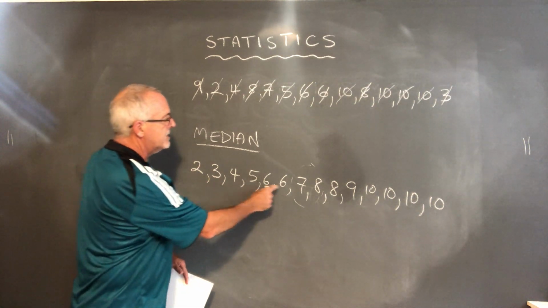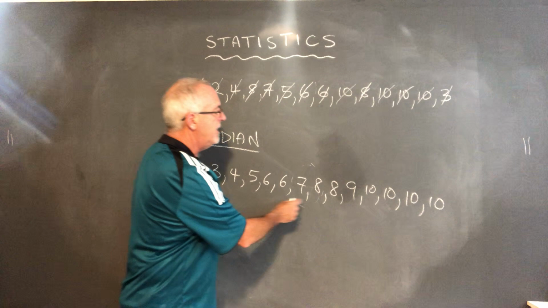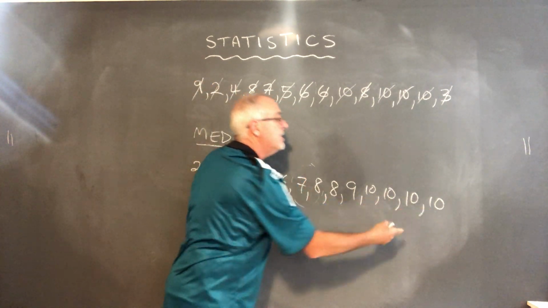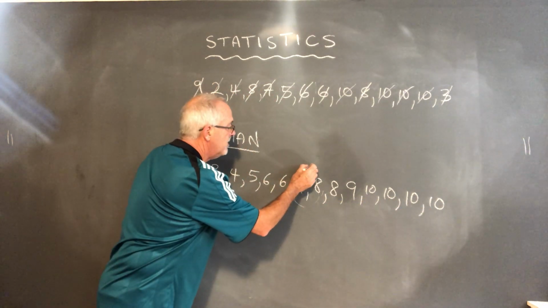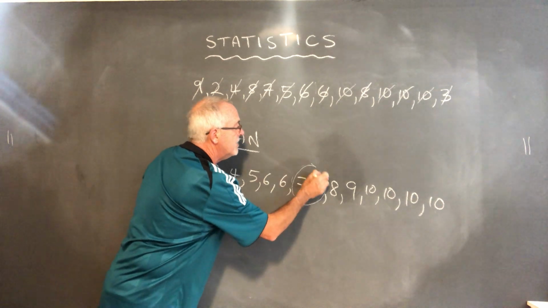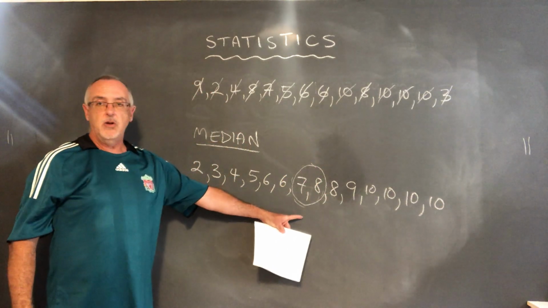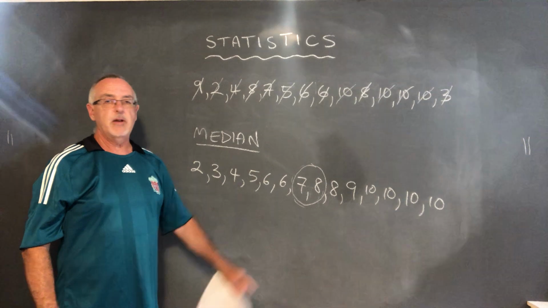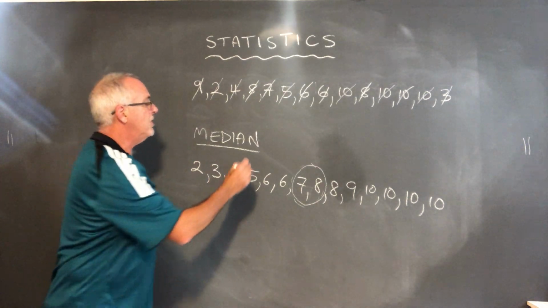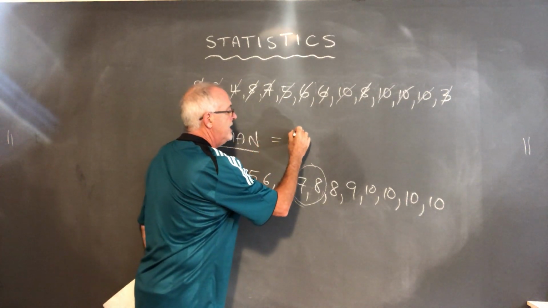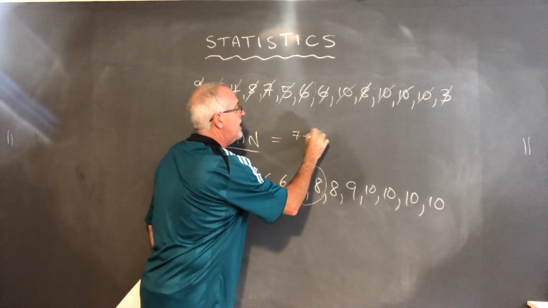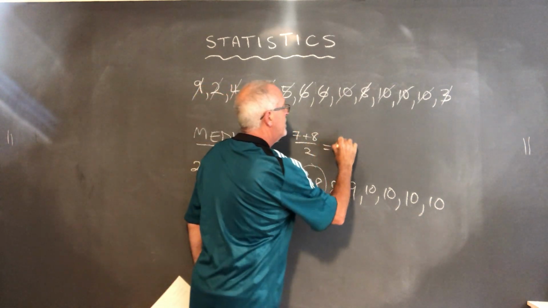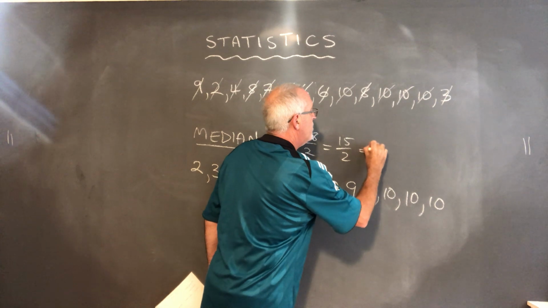1, 2, 3, there are 6 numbers to the left of that 7. 1, 2, 3, 4, 5, 6. There are 6 numbers to the right of that 8. I do have it right. There are 2 middle values, and they are 7 and 8. And the median will be the average of those 2. The average of 7 and 8 is 7.5.